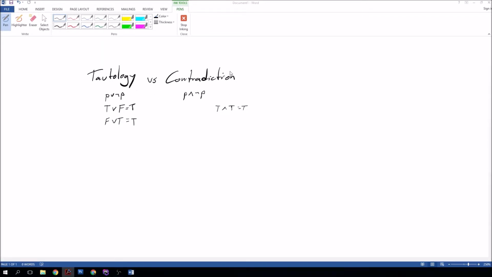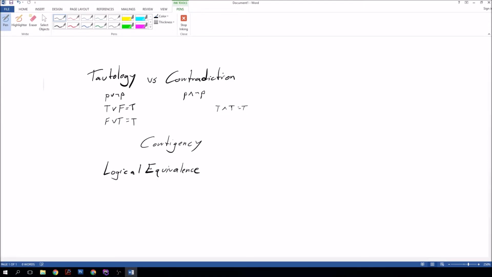There is one more concept that is neither a tautology nor a contradiction. A compound proposition that is neither a tautology nor a contradiction is called a contingency. The next concept that we have to introduce is called logical equivalence.